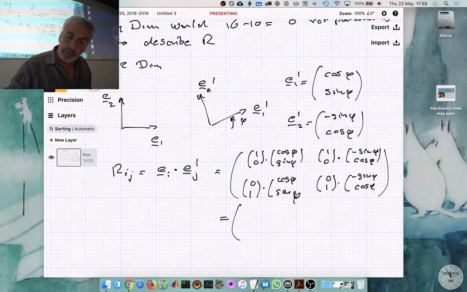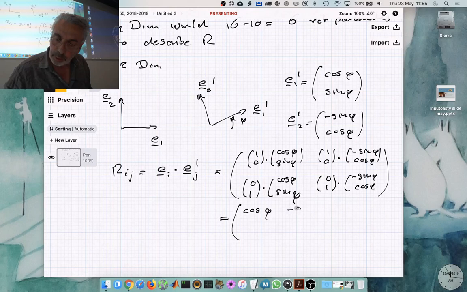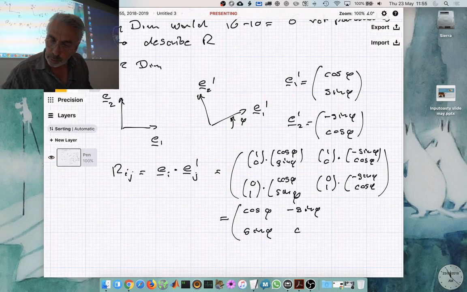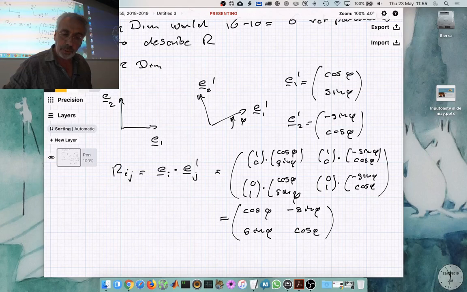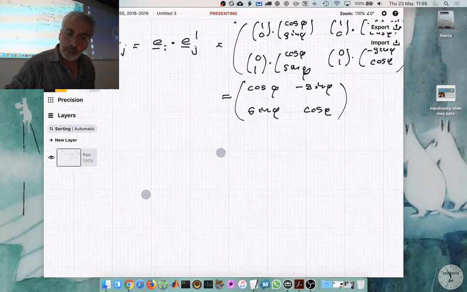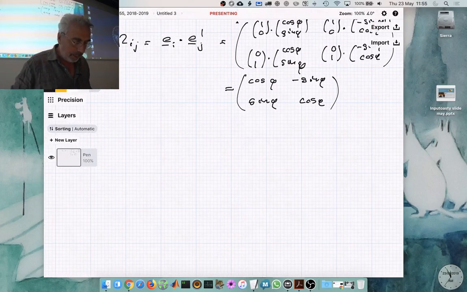And ergo, what do we get? Well, we get a cosine phi here, a minus sine phi here, a sine phi here, and for this guy we get a cosine phi. And that clearly demonstrates how it works. And of course, if you want to have the inverse, you do the dot products the other way around, and we already know we get the transpose. Okay, so that was a two-dimensional world. We now have a little bit of an idea how that works.